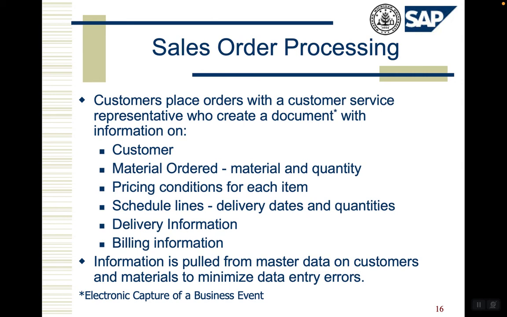Sales order processing is, we place an order. The scenario is a customer will place an order with the company's customer service group that will create a document with information, which we call a sales order, which has information about the customer, the materials, the pricing conditions, the scheduling lines for delivery dates and quantities, delivery information, billing information. All right, so this is really, as we say down here, an electronic capture of a business event, which is somebody has engaged us to send product to them in exchange for payment.